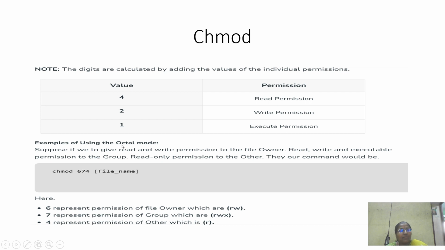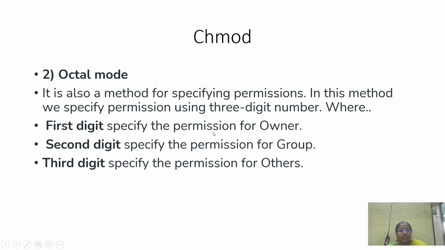We will see one example of setting file permission using the octal mode. You will be using the command chmod. So what is the number? The value here we will be giving is 674. I already told you, the first number denotes the permission for the owner, the second number denotes the permission for the group, and the third number specifies the permission for others.